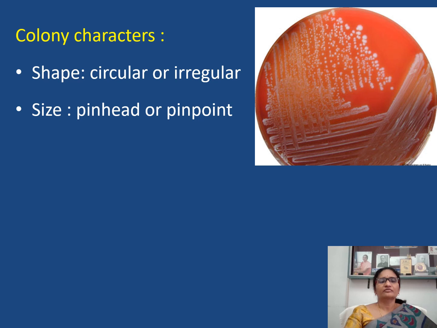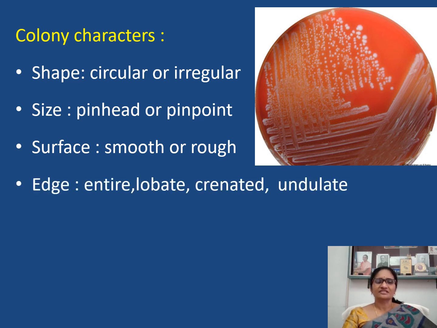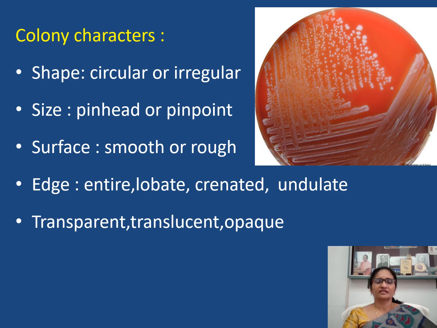We have to study the shape of the colony, whether it is a circular colony or irregular colony, and then we have to see the size of the colony, whether they are small, medium sized or big. And then we have to see the surface of the colony, whether it is smooth or rough, and then the edges, whether entire edges, lobate edges, crenated margins or undulated margins are there. And then we have to see the texture, whether they are transparent colonies, translucent colonies or opaque colonies.